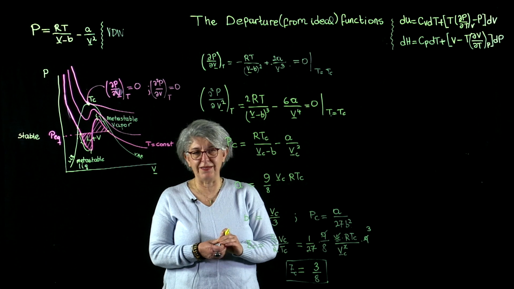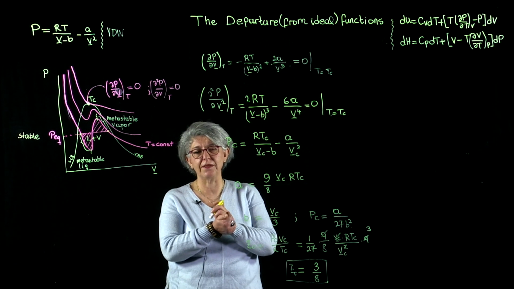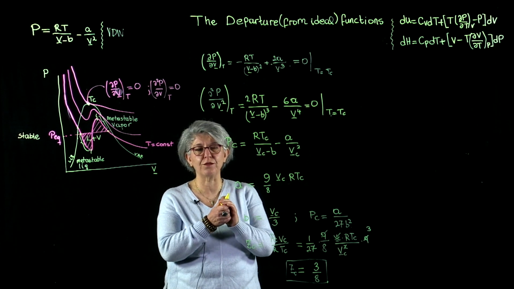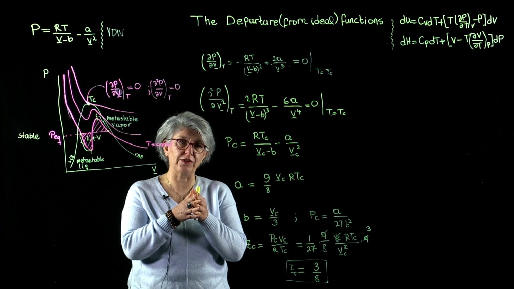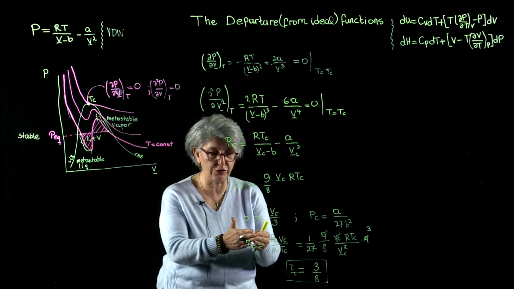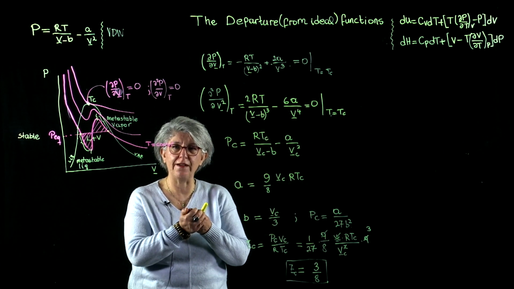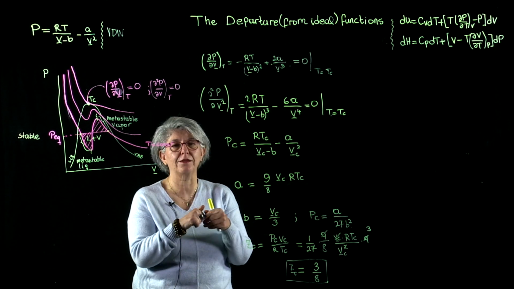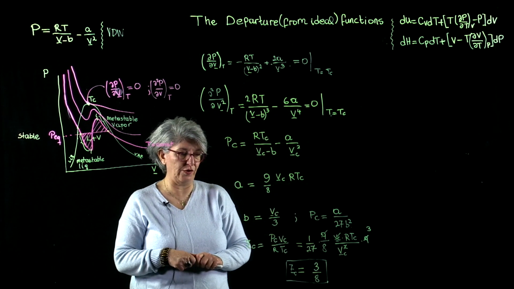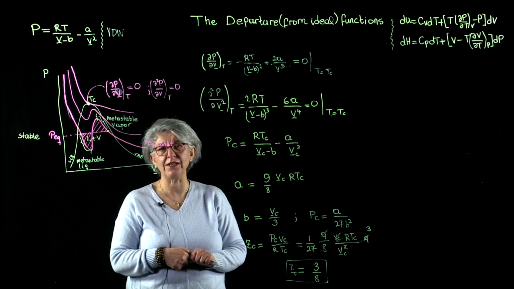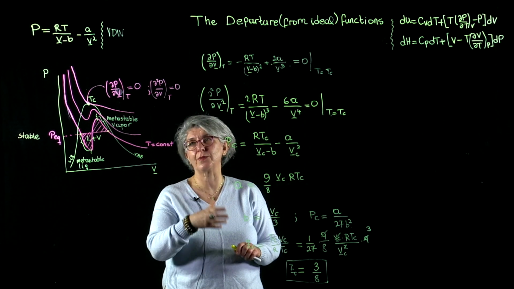So this 3 over 8 is universal. If we have a van der Waals fluid, its critical compressibility factor is going to be 3 over 8. Well, we have a lot of fluids, especially organic fluids, that have close to 3 over 8 critical compressibility factor. But of course, we have many other fluids that deviate from that. But when van der Waals observed that there is a universal critical compressibility factor as such, he came up with the theory of principle of corresponding states.